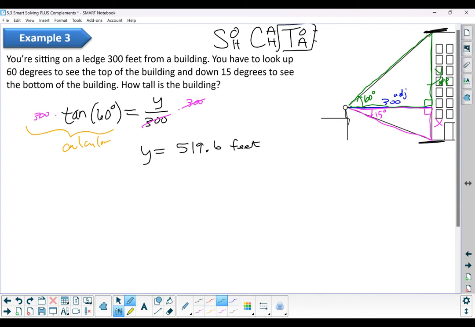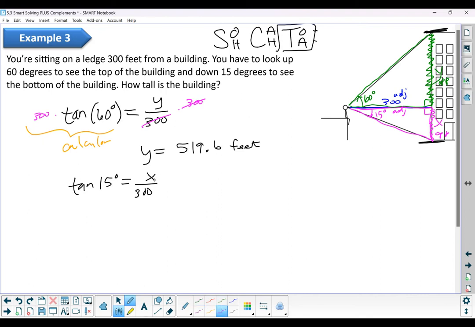So that's sort of this upper part of the building. To get the height, we need also to know this lower part over here. This is still a tangent. The x is definitely opposite from the 15-degree angle, and this 300 is the adjacent to that 15-degree angle. So we're going to do another tangent equation. The tangent of 15 degrees is x over 300.